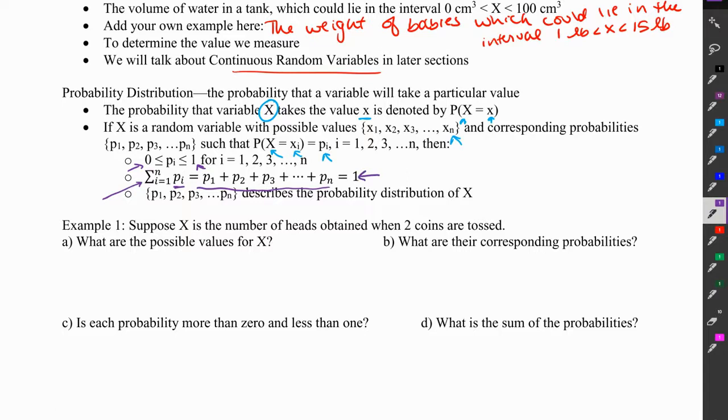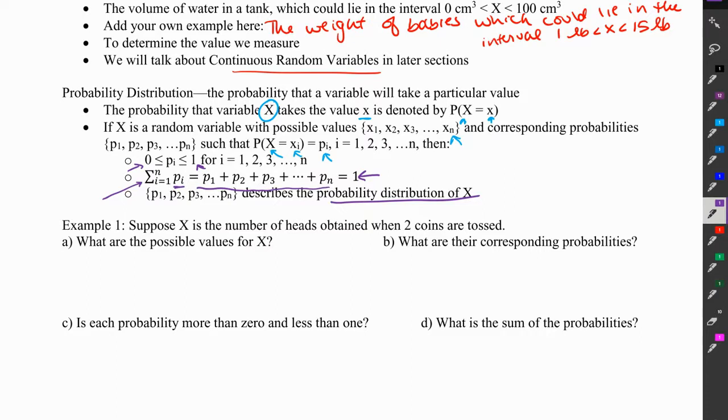Listing out each of the individual probabilities is called the probability distribution. So let's look at an example. You can choose to watch the example along with me and copy it down as I go, or you can choose to pause the video and try the example on your own first, and then resume the video to see how you did.